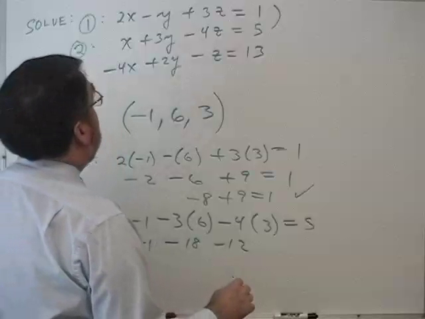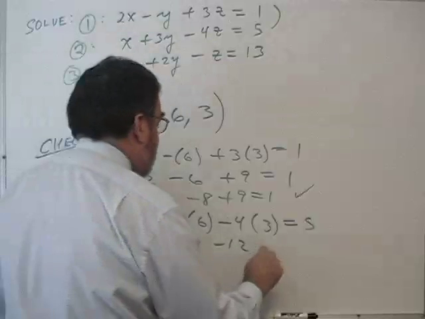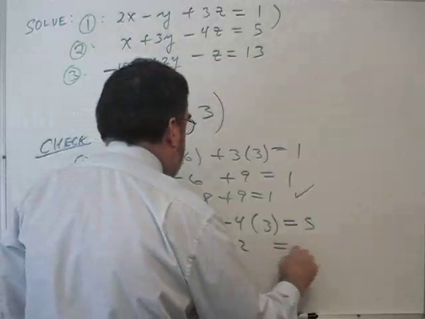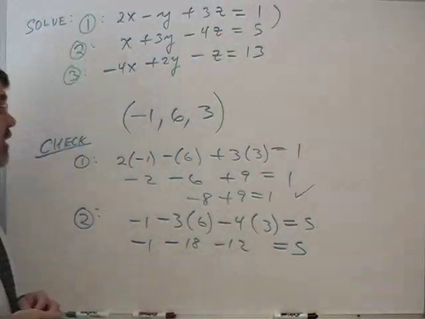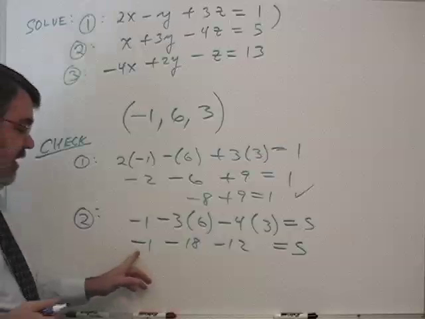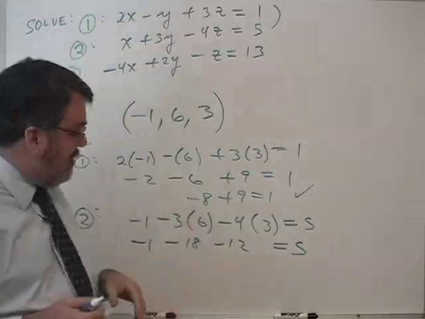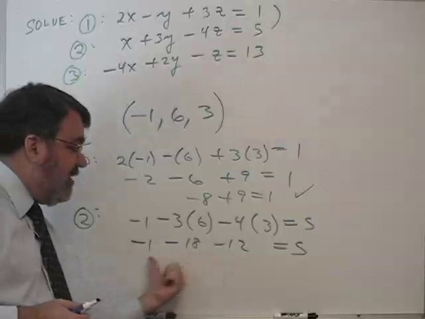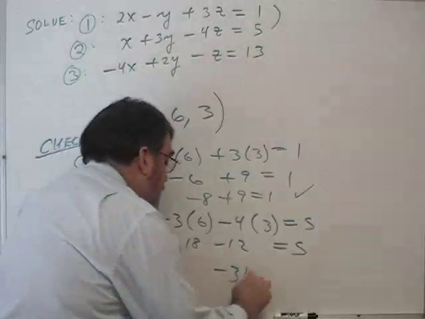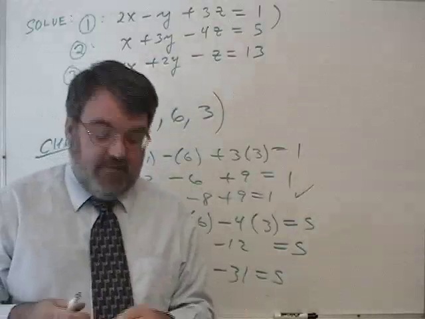Oops. I made a mistake, didn't I? Let me go ahead and finish with my error here, and then we'll fix it. Do you see where my mistake is? Okay. Now, the left side is, and I really did not plan for this, the left side is negative 31 equals 5. Now, what happens if you get that?